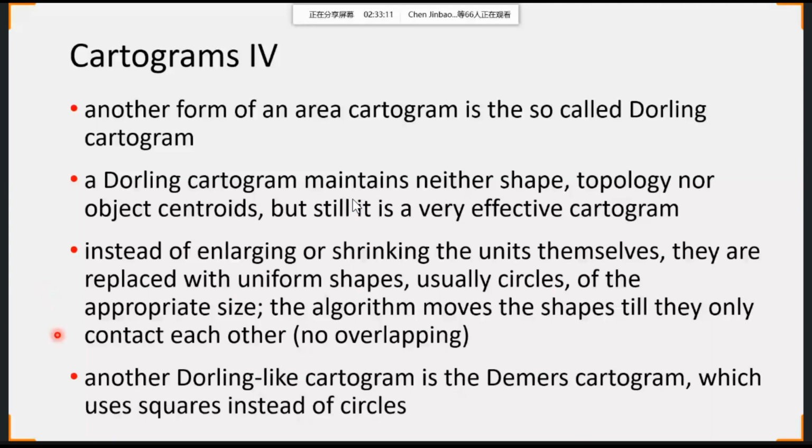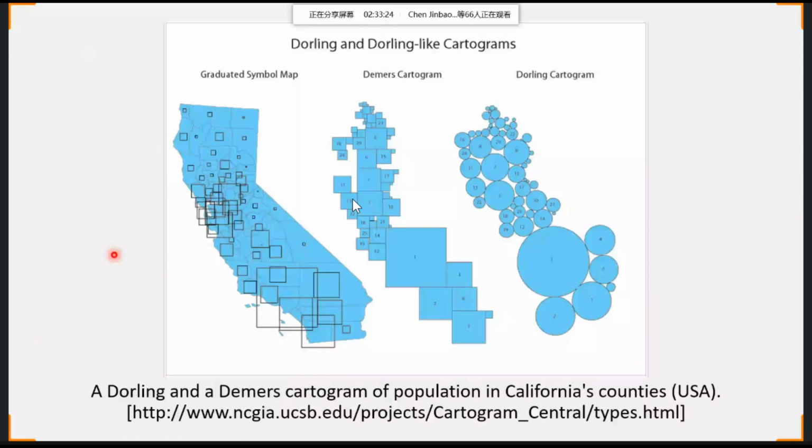Another Dorling-like cartogram is the Demers cartogram, which uses squares instead of circles. You will see that in the example. Again, it's about the counties of California and population. The Demers cartogram uses squares, and the Dorling cartogram uses circles. And if you compare the two, you clearly see that in this situation here, the Demers cartogram works better because the overall shape of California is better preserved.